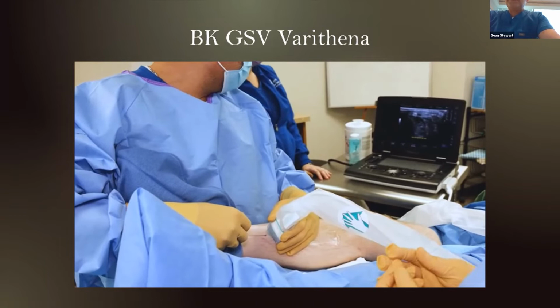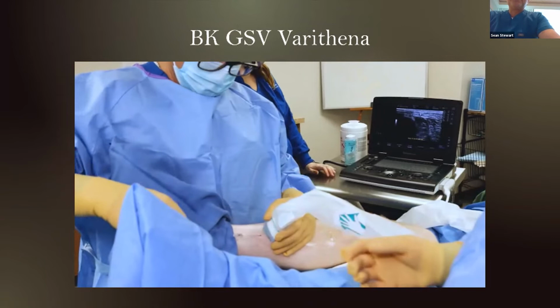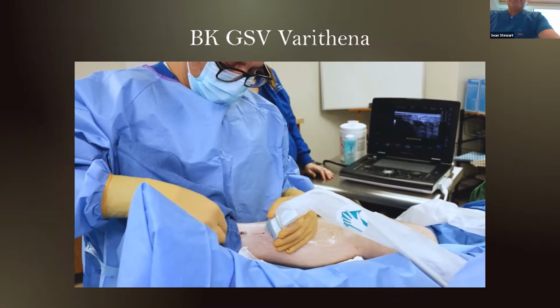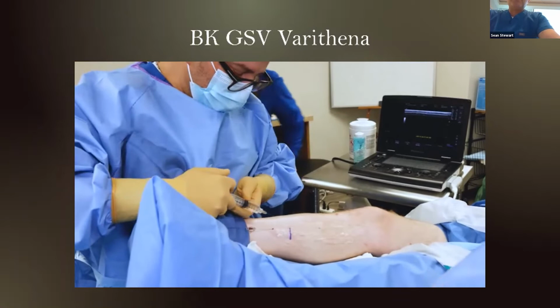So we anesthetized the skin, and then we're going to use a 5 French introducer kit to cannulate the GSV. I inserted the guide wire, and I'll follow it up to make sure it doesn't detour into the deep system through a perforator here. And then I do not use a scalpel prior to inserting the introducer, because the introducer really slides nicely through the needle track.